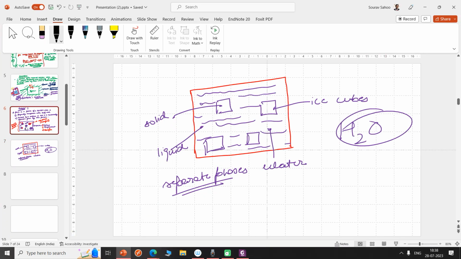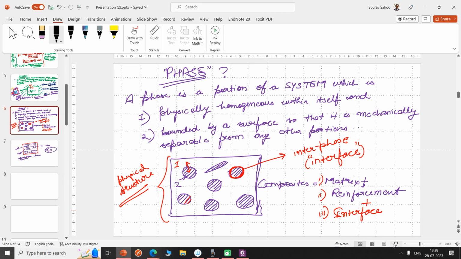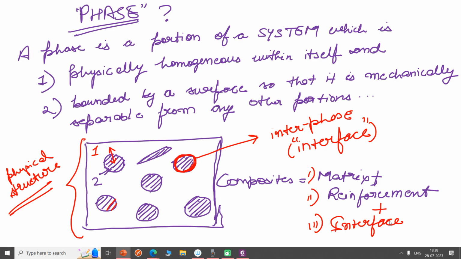So I was speaking about phase. Now, what's a phase? I'll just quickly recap it for you. A phase is a portion of a system which is physically homogeneous within itself, and it is bounded by a surface. If you have a combination of phases in the system, we'll recognize the different phases by the physical structure, and the phases will be separated from each other by a boundary that we call an interface.